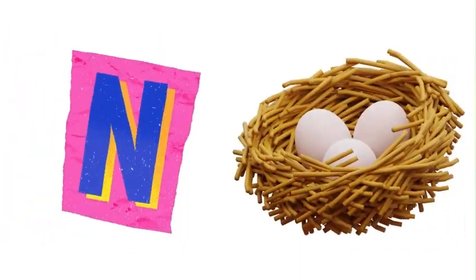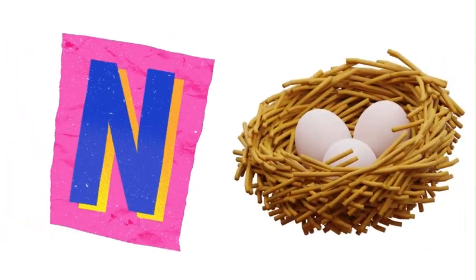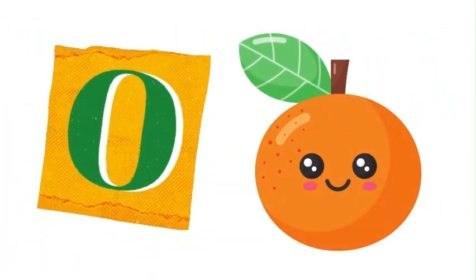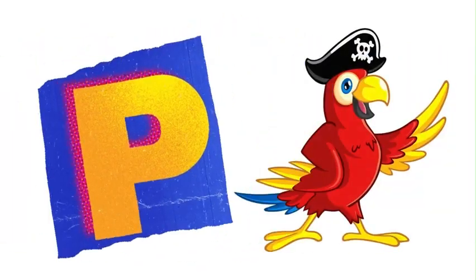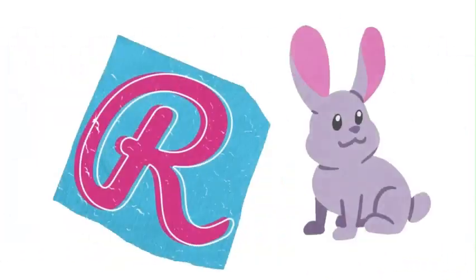O for orange. P for parrot. Q for queen. R for rabbit.